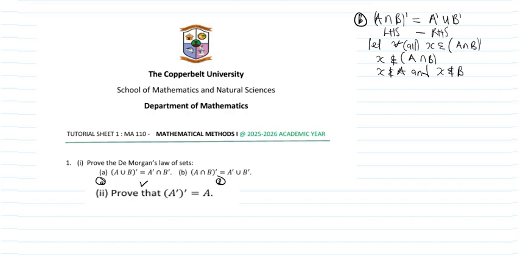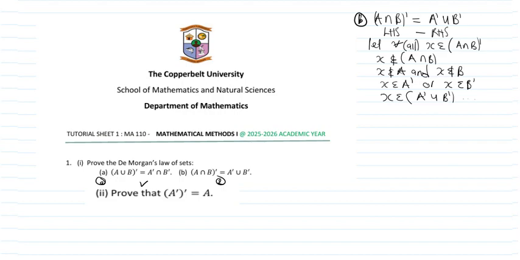So this means that X is a member of A complement. Then the and which was here will change to or. X is now a member of B complement. This means that X is a member of A complement union B complement, like that. So that's what we have found there. That's what we have found.